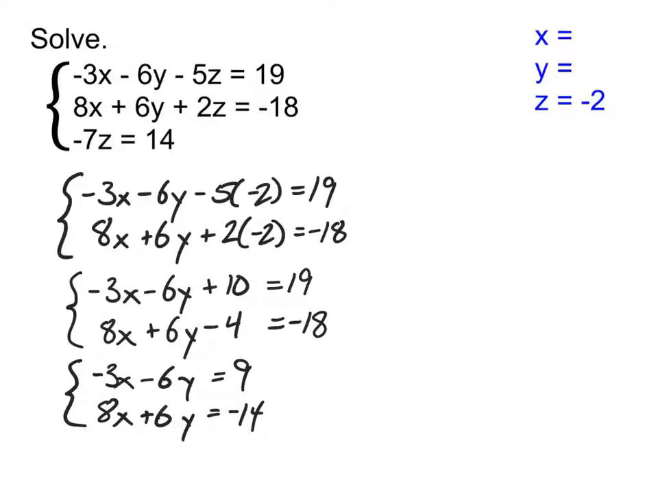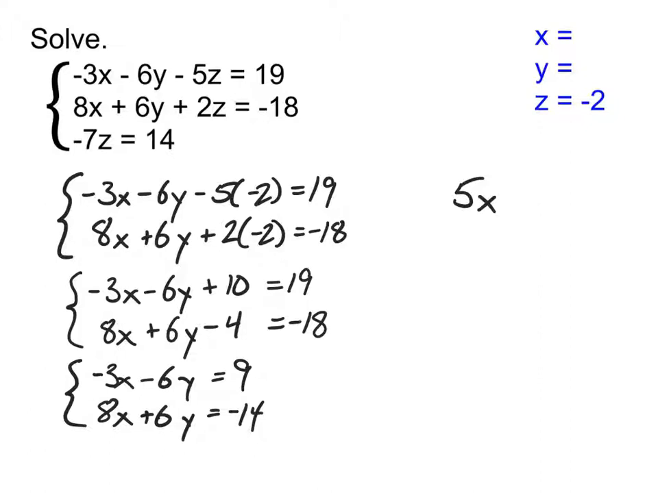Now, in this case, do I need to multiply one or both of the equations by something before I add them? No. Can I? Yes. But I don't have to, because I see I have a negative 6y and a positive 6y there. That means I could go straight away and just start adding those two equations together. And if I do that, I end up doing negative 3x plus 8x. That's 5x. The negative 6y plus 6y is 0.